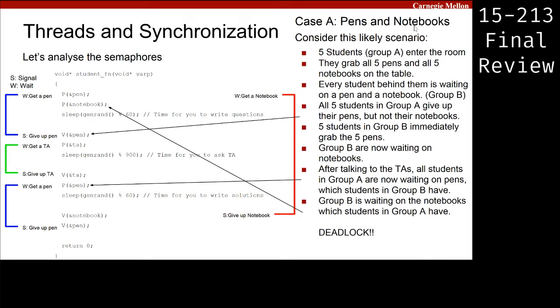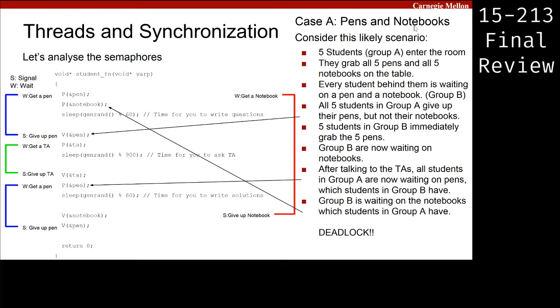The 5 pens that they have given up are grabbed by the next 5 students who have now taken the pens but are waiting on the notebooks. Now, after consulting the TA for some time, these students need the pens again. So they need 5 pens, which are being held by 5 other students who are waiting on the notebook. And these are 5 students here who have the notebook but are waiting on the pen. So they're kind of waiting on each other, and in that way, no one can proceed forward. So you have a deadlock there.